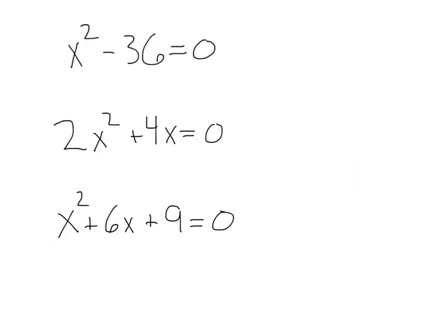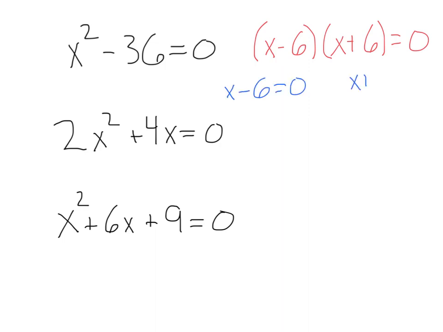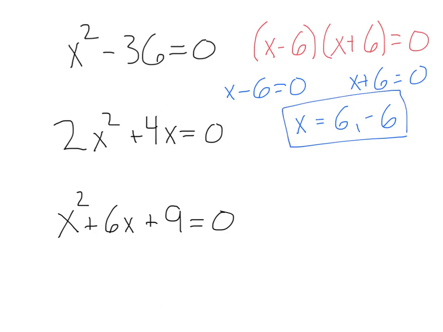Let's do a few quick examples. Here we have x squared minus 36 equals 0. Well, I recognize that this is a difference of squares, so I'm going to go ahead and factor this. That's going to give me x minus 6, x plus 6 equals 0. I'm going to set each factor equal to 0, so I have x minus 6 equals 0, x plus 6 equals 0. And then solving for each of those, I'm going to get x equals 6 and negative 6.